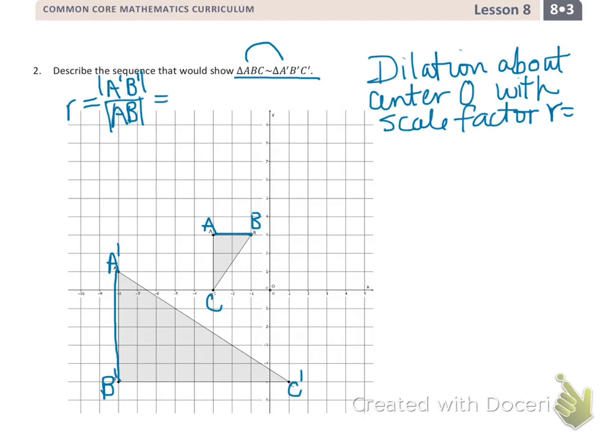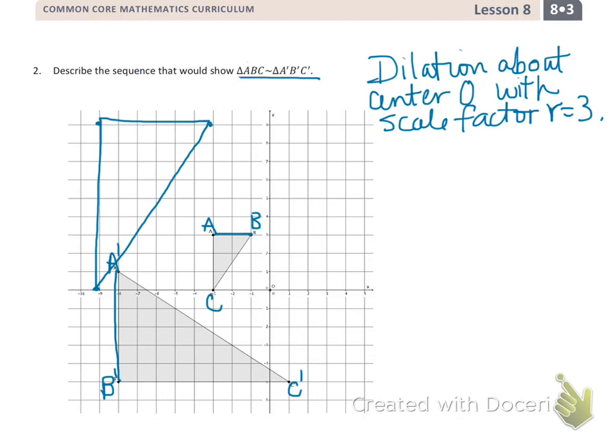And so A prime, B prime is 1, 2, 3, 4, 5, 6. And the length of AB is 2. So that gives me a scale factor of 3. So R equals 3. So I'm going to do a dilation around center O with scale factor R equals 3. Okay, and so what's that going to look like? Well, I'll draw it for you if you haven't done it yet. Okay, so I've drawn the triangle, the dilated triangle, dilated about the origin with scale factor R equal 3.